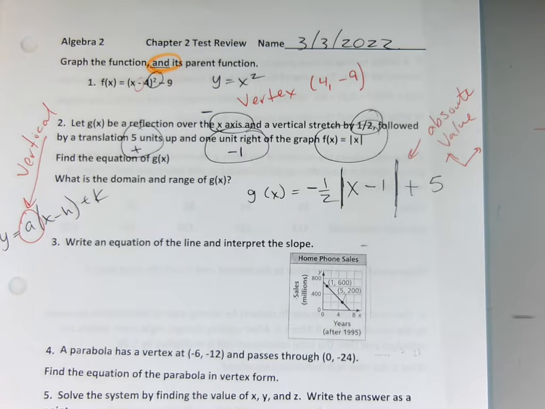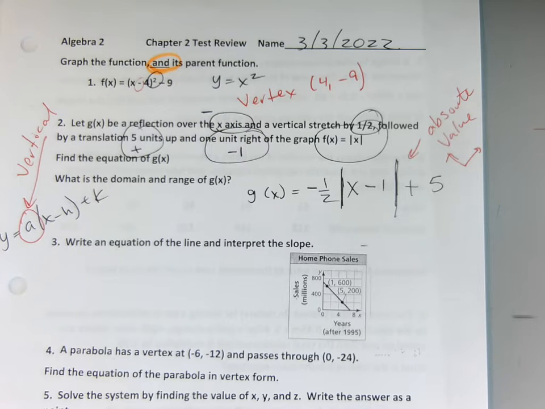Isn't it up 5 too? Yeah, I haven't done that yet, but yes, totally correct. I'm not done with it yet. Is there a way to find the domain and range without graphing? Yes, we're going to do that. Now, use our brain power. That was right. I agree with that.